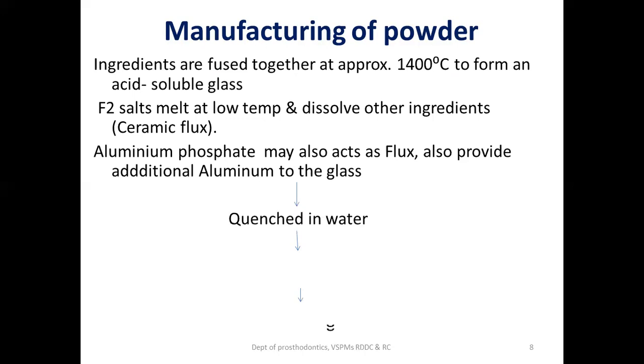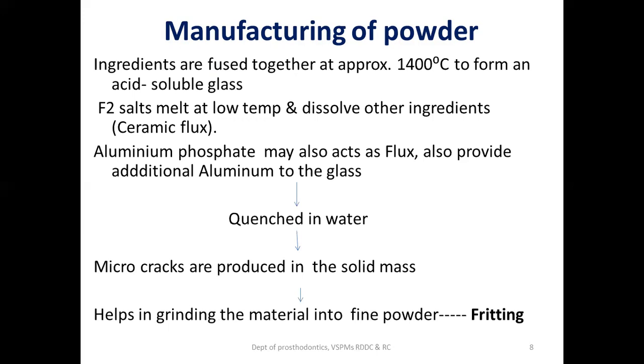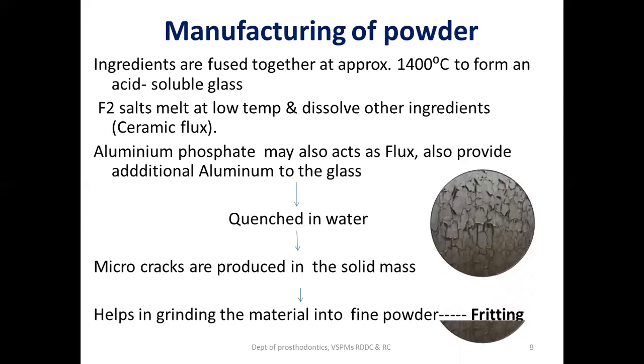After fusion of all the powder ingredients, it is quenched in water, and because of the quenching, micro cracks are produced in the solid mass, which looks like this. After this quenching, you can see the micro cracks in the solid mass very nicely in the picture. What happens after this? These cracks help in grinding the material into fine powder. This process is known as the fritting process. So just remember the manufacturing process of silicate cement.